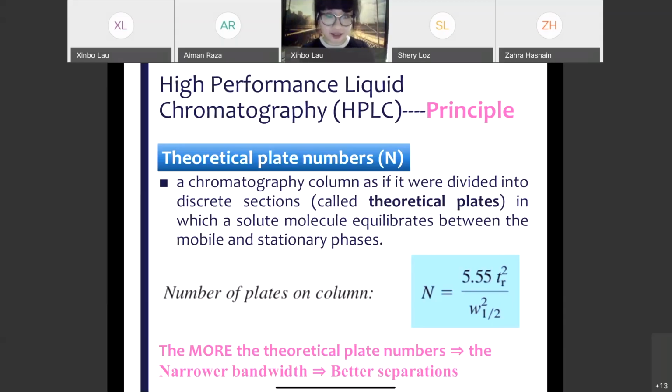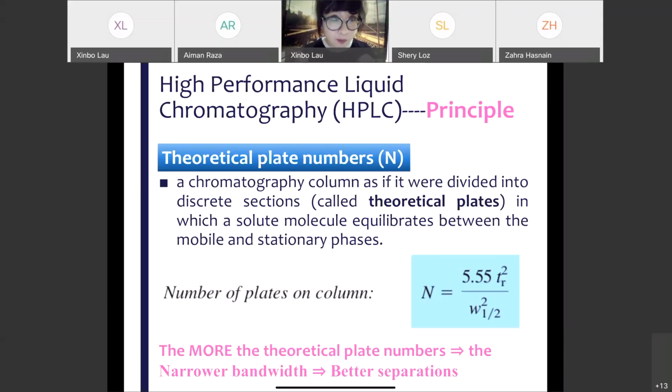But just hear me out, right? What do we want in terms of the theoretical plate number? We want more. The more time, the more equilibrium you have between your solute and the mobile and stationary phase, and that's better. That's how we can get better separations. That also makes sense logically, right?